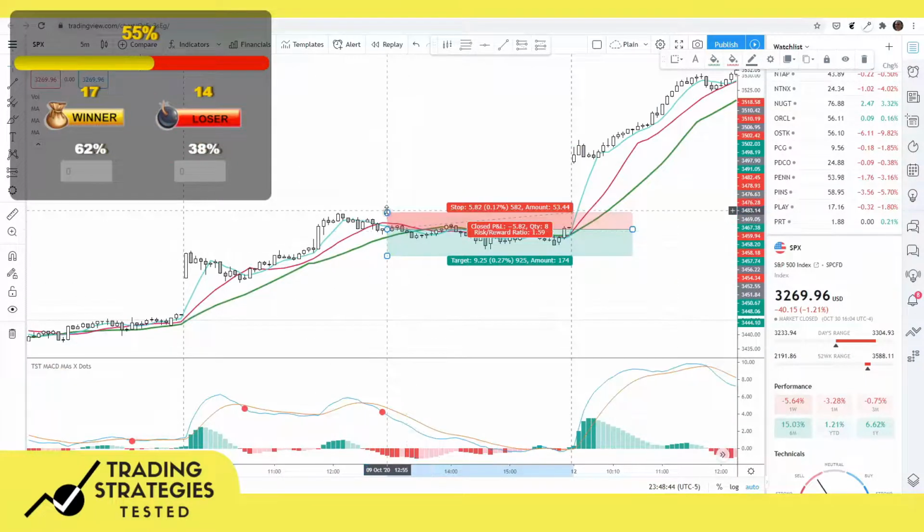In this case, neither one got hit, so I'm going to close it out at the end of the day, which will be a loss of, just make it $1.